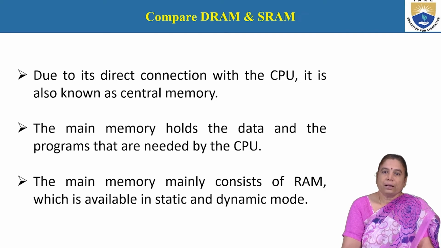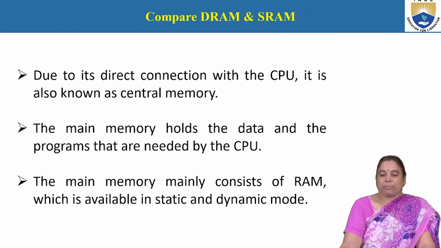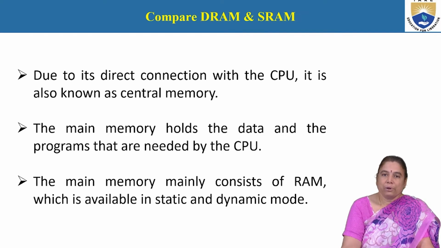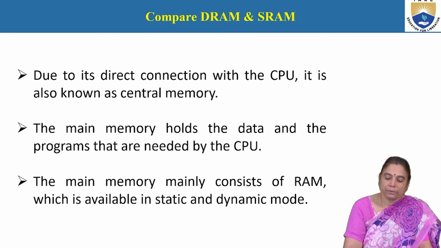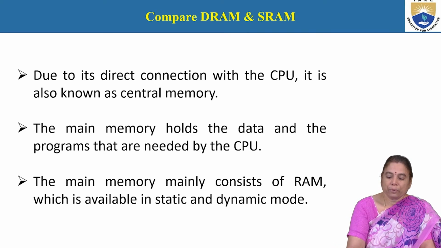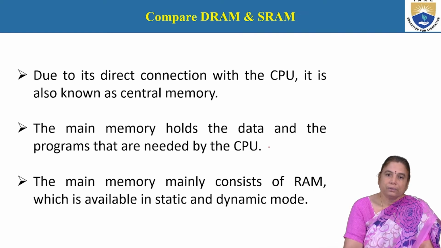Next question: compare DRAM and SRAM. Here the RAM is the primary memory that is available in the computer. The primary memory can be connected directly to the CPU. The main memory holds data and the programs that are needed by the CPU. The main memory consists of RAM, which is available in static as well as dynamic variants.